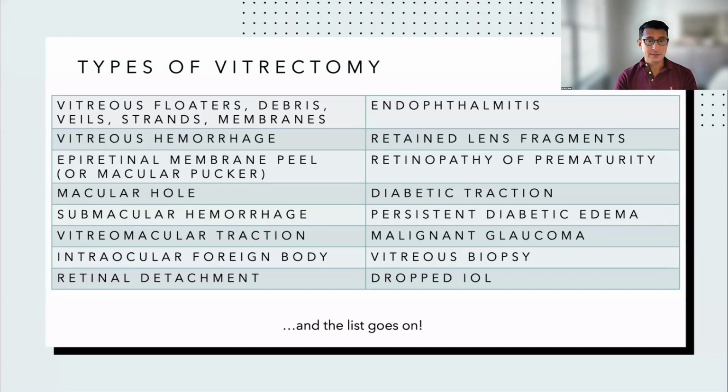Retinal detachments, endophthalmitis we talked about at the beginning, retained lens fragments after cataract surgery or after trauma, retinopathy of prematurity, diabetic traction, persistent diabetic macular edema, malignant glaucoma, vitreous biopsies for questioning if there's lymphoma or any other oncologic features, and then dropped IOLs, and the list goes on.